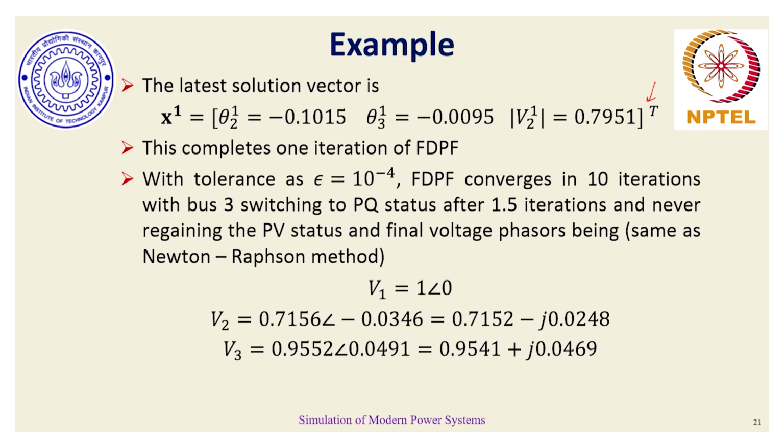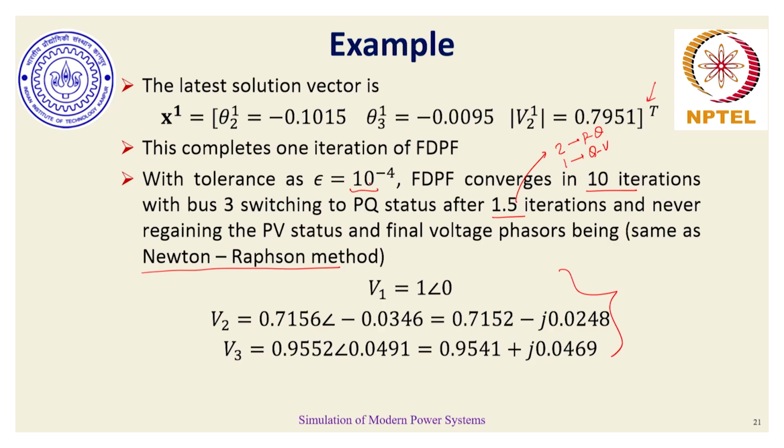The overall solution converges in 10 iterations with bus 3 switching to PQ status after 1.5 iterations. That means 1.5 iterations means 2 P theta half iterations and 1 QV half iteration, and it never comes back to the PV status, with the final solution being exactly the same as what we obtained in the Newton-Raphson method for rectangular coordinates.